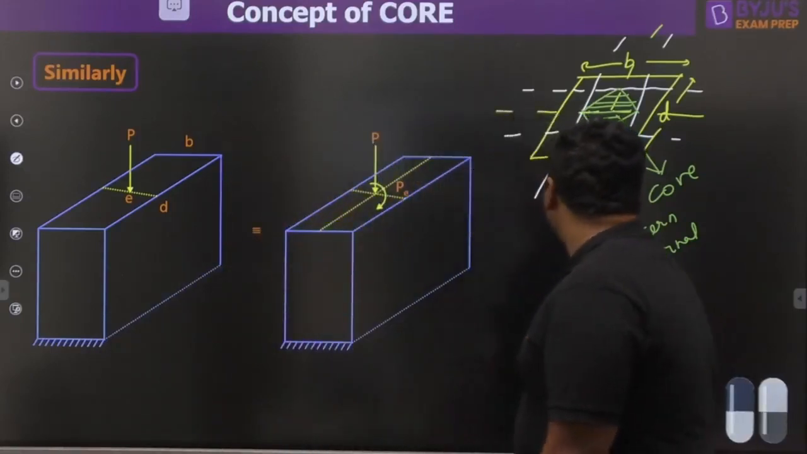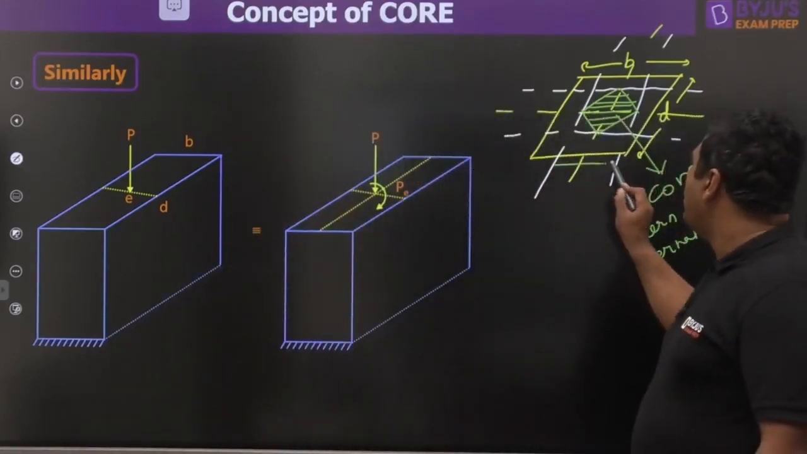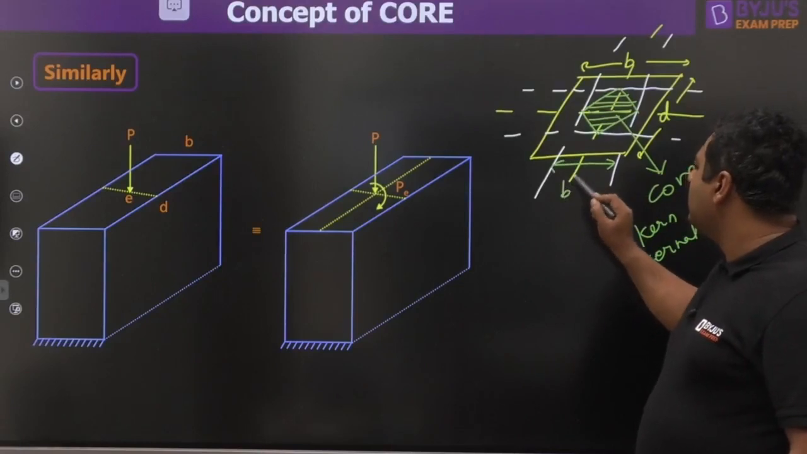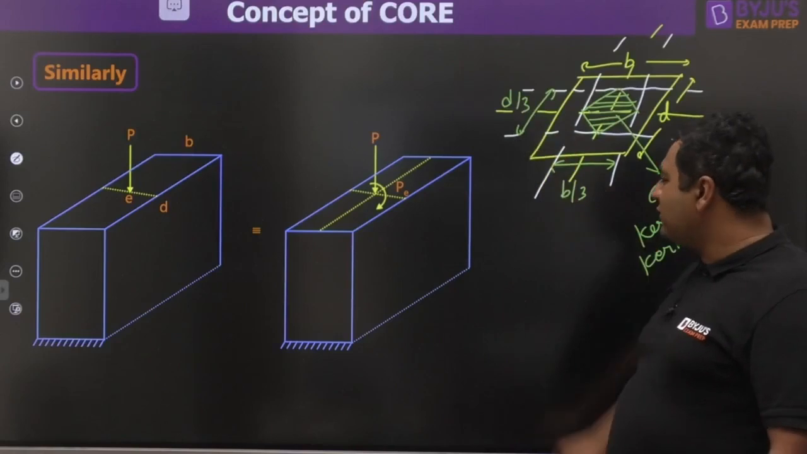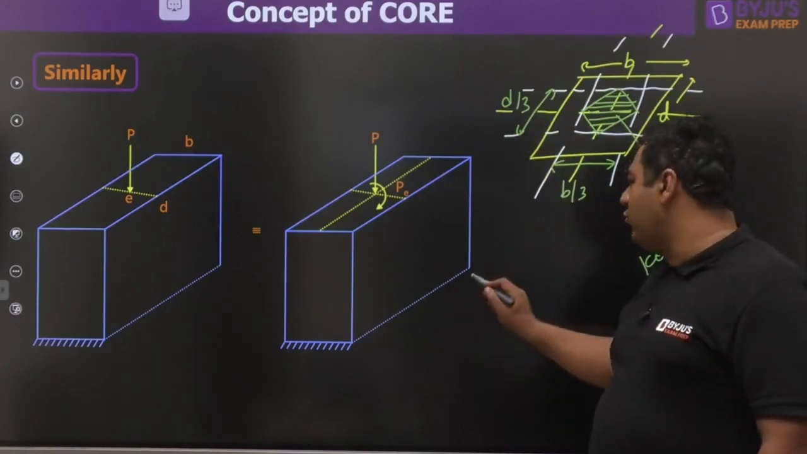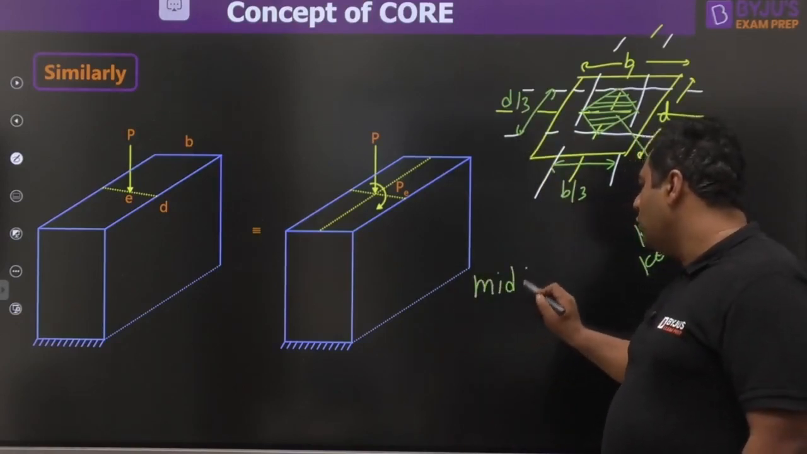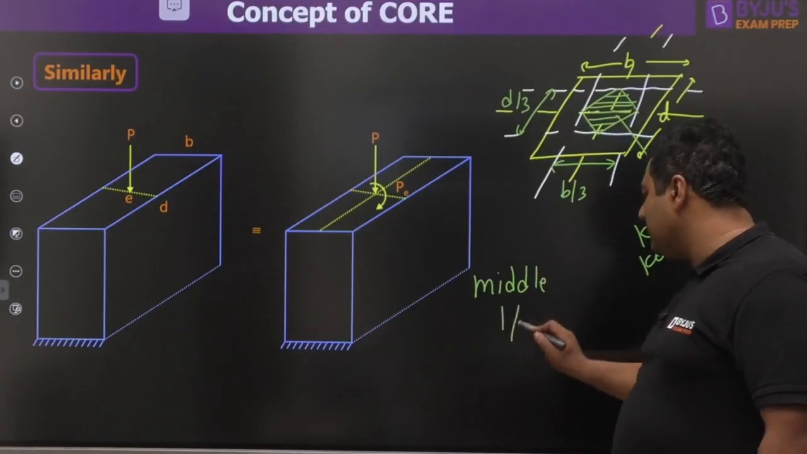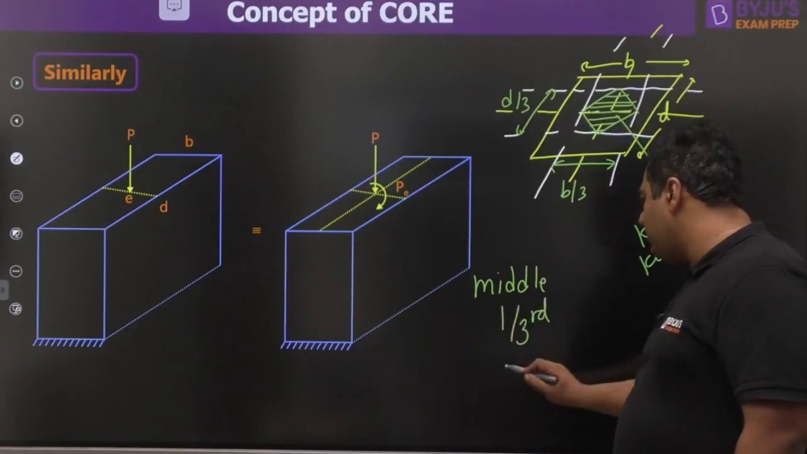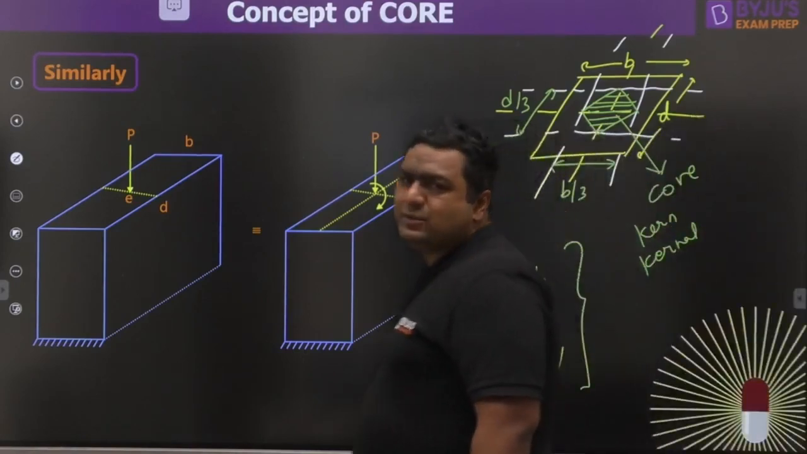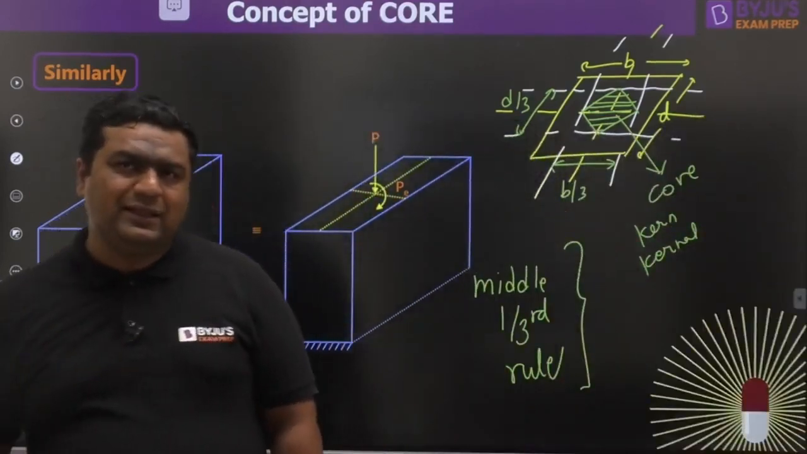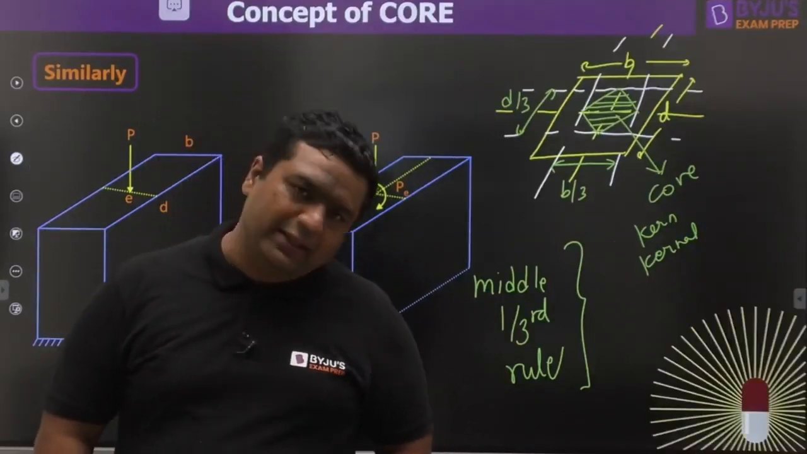As this is covering 1/3 part of the width and 1/3 part of the depth, sometimes it is also given the name of middle 1/3 rule. Why middle? Because it is using the middle 1/3 part of the cross section. So sometimes it is also known as the middle 1/3 rule. Is it clear, guys? Yes.